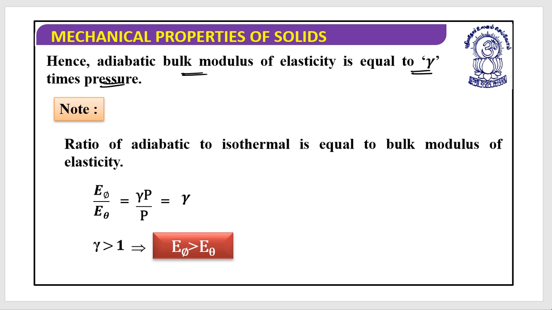If someone asks me about the ratio of adiabatic to isothermal elasticity, then it would be adiabatic elasticity, gamma times pressure, over isothermal elasticity, which is pressure, and their ratio would be only gamma. Gamma is always greater than 1, and from this I understand that adiabatic elasticity would be greater than the isothermal elasticity.